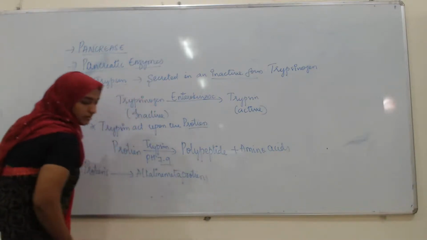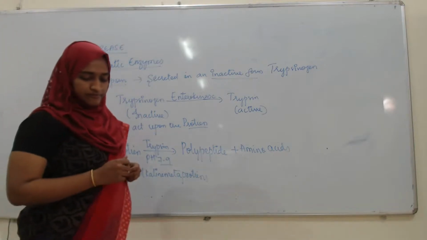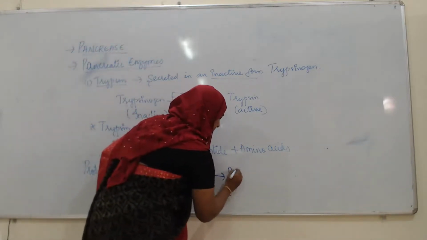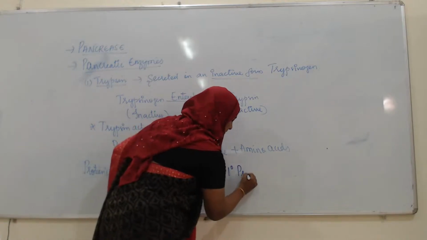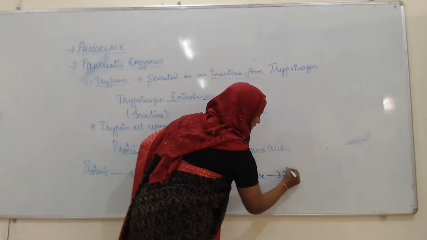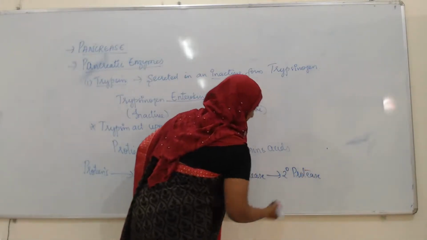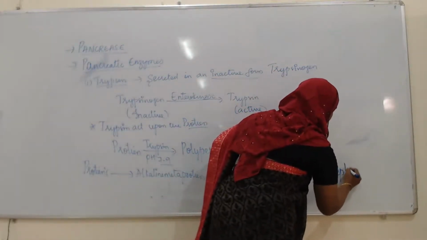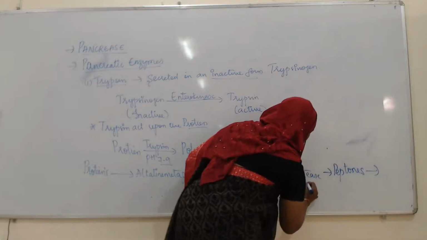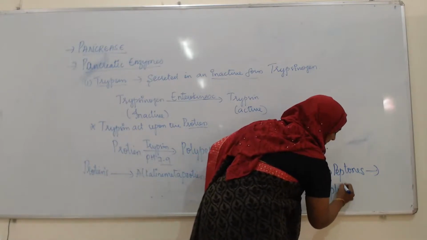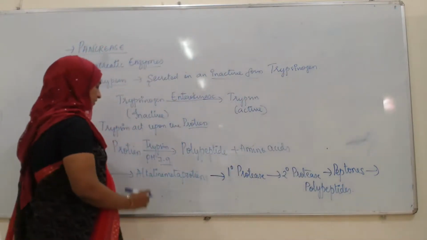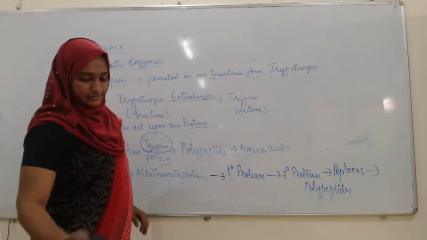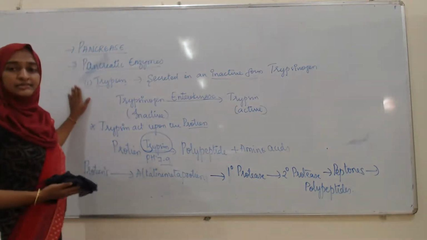Then from the alkaline metaproteins, it gets converted into the primary proteases, then into the secondary proteases, then into the peptones. Lastly, the peptones get converted into the polypeptides. In this way, proteins under the action of trypsin get converted into polypeptides, then into amino acids. The next enzyme is the chymotrypsin.